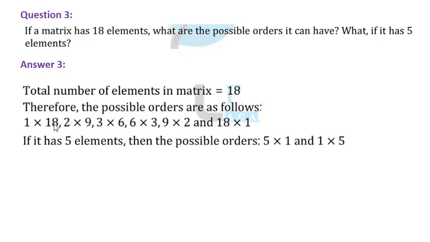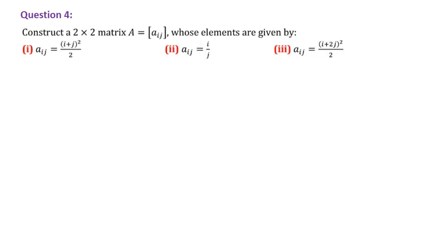For 18 elements, the possible orders are 1 into 18, 2 into 9, 3 into 6, 6 into 3, 9 into 2 and 18 into 1. If it has 5 elements, then the possible orders are 5 into 1 and 1 into 5. Yes. Let us move to the next question. Question number 4.